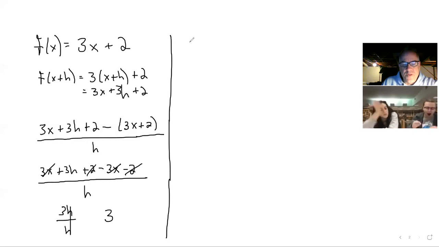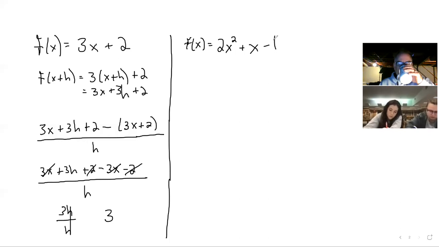Okay, so let's look at something that's not linear. Let's say we have a function f of x. Let's make this one 2x squared plus x minus 1. Now, that graph is definitely not a line. It's a quadratic function. Its graph is a parabola. So between any 2 points on the graph, that slope is always going to be changing. So you're not going to get just a single value. You're going to get an expression involving x and h. But process-wise, I'm going to do the same thing.